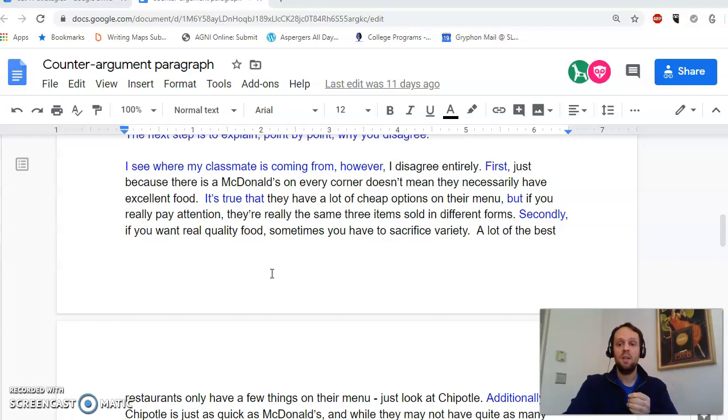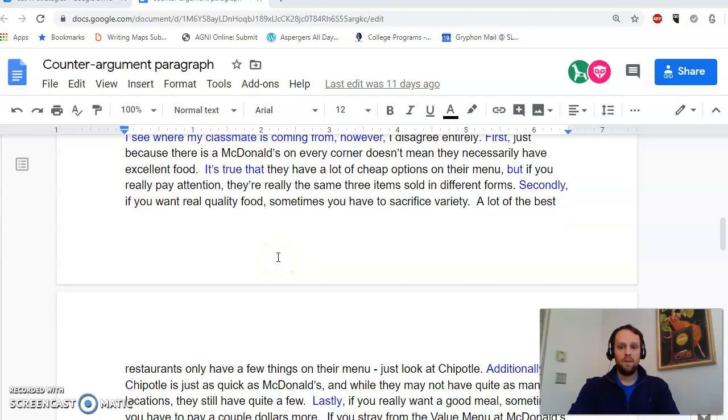So I'm arguing against this idea of convenience as a really great thing and a reason why we should all go to McDonald's. So the other side believes that one of the reasons McDonald's is great is because they're convenient. And I can't argue that they're not convenient. They are. But what I can argue is that that's not necessarily the best thing or the most important thing. And the second thing I'm going to argue is that the variety on their menu is not truly variety because they're basically taking the same three things and selling them in different forms.